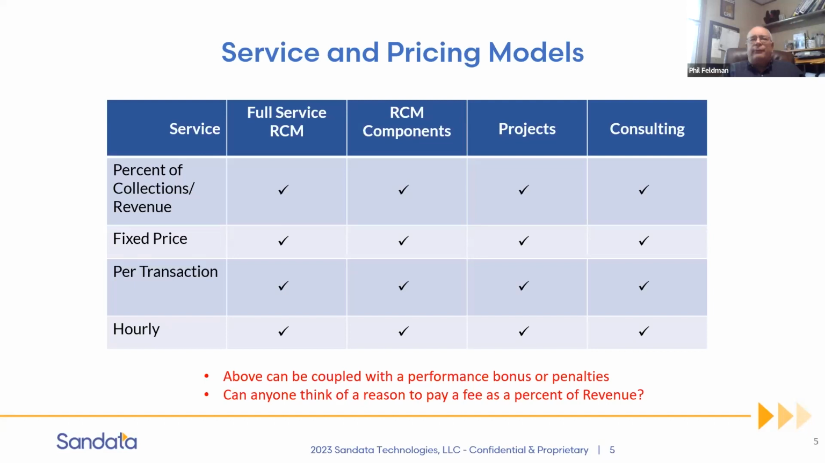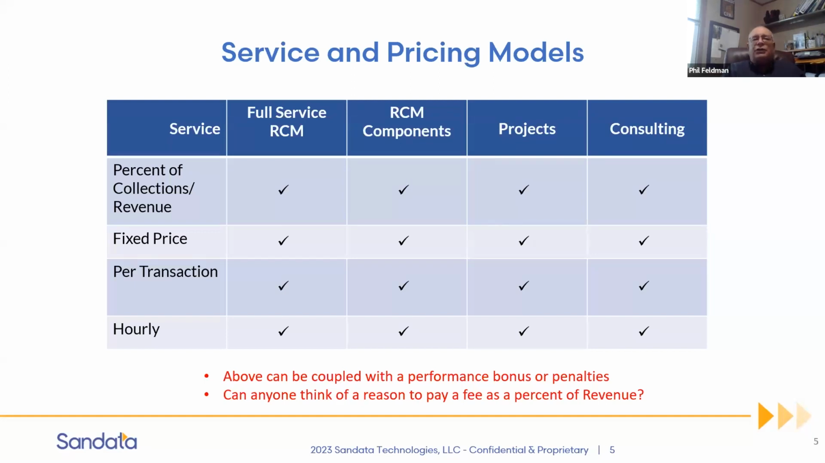improve your processes. So when I think about this and I think, okay, what are potential pricing models? Certainly percentage of collections, fixed price, a per transaction fee, and hourly. So these can be used as a single pricing model, or they could be mixed and matched.